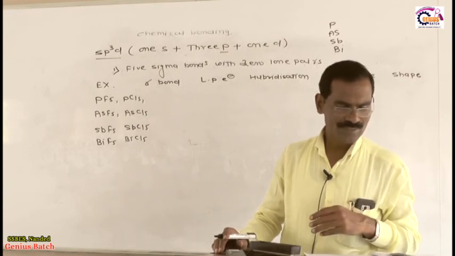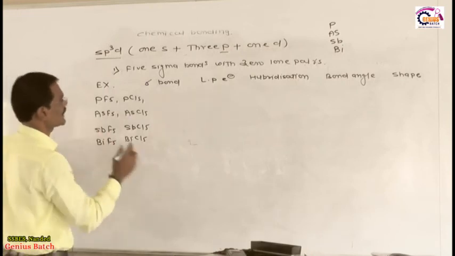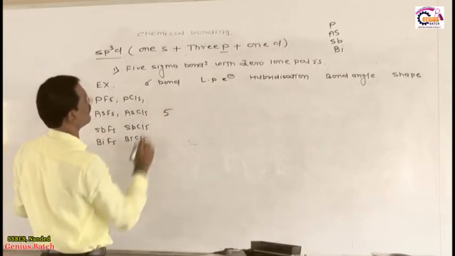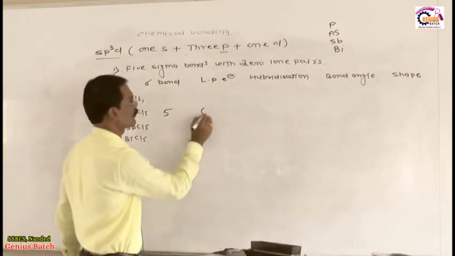And finally, these are the cases in which only 5 sigma bonds are present. In all these molecules 5 sigma bonds are present with 0 lone pair.